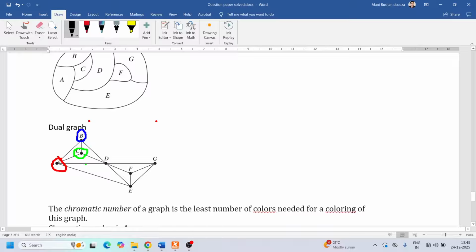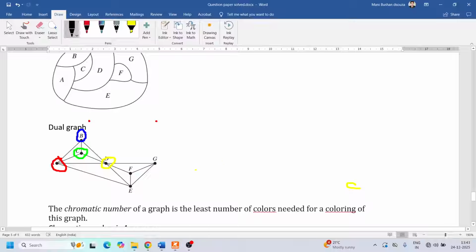Now coming to D over here. I cannot have red here for D because D is directly connected to red. I cannot have blue here because it is directly connected to blue. I cannot have green here. So let me take some other color, yellow. Now you notice that they are not connected to each other, so no two sides of an edge have the same color.